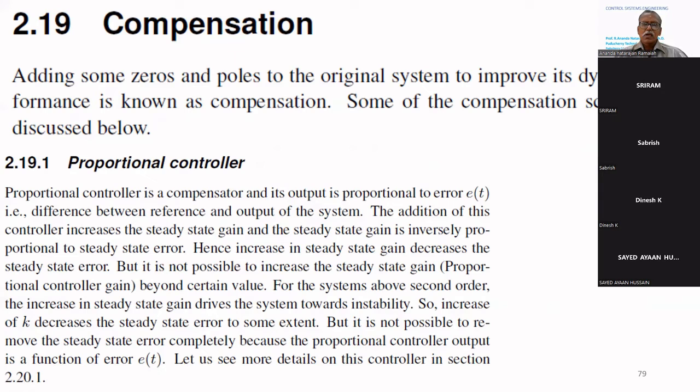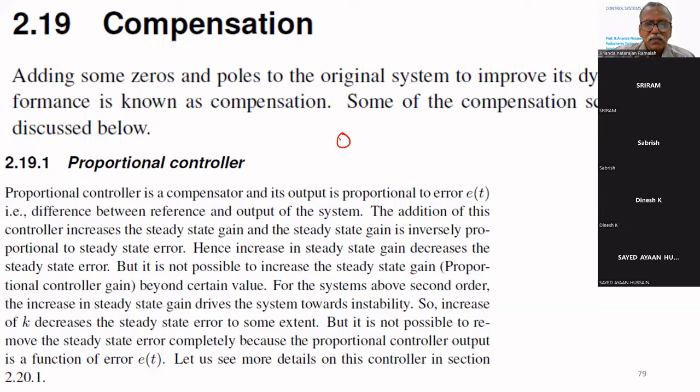Today we are going to see compensation. Compensation means adding some zeros and poles to the original system to improve its dynamic performance. That is called compensation. Already we have seen the proportional controller. That is one of the compensations.